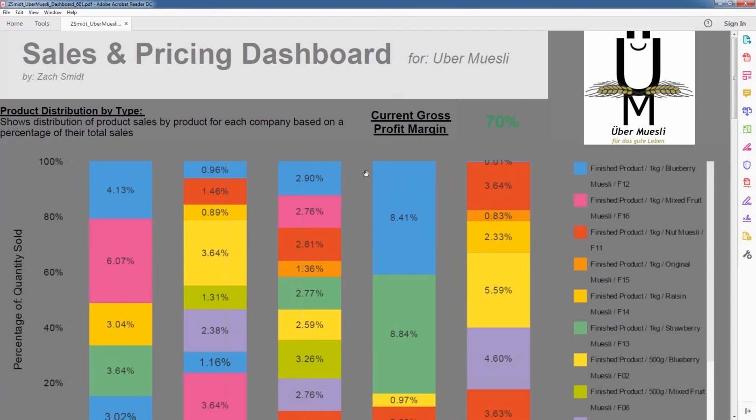Going through our list of tools here, at the top we've got gross profit margin. It's expressed as a percentage. And in sales, it's critical to push your gross profit margin as high as possible while also increasing sales. Having this indicator front and center will allow a user at a glance to see what the current gross profit margin is for the business.